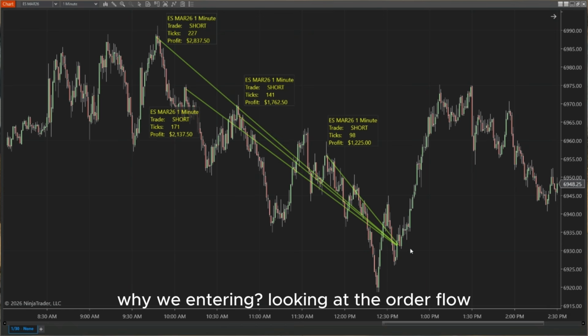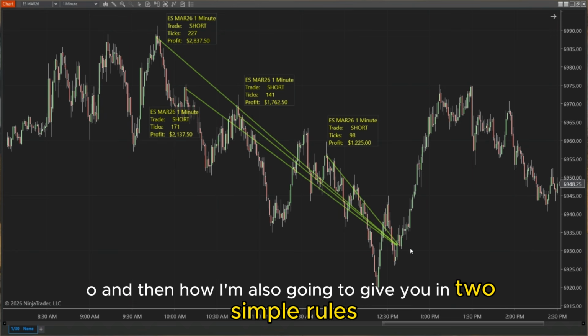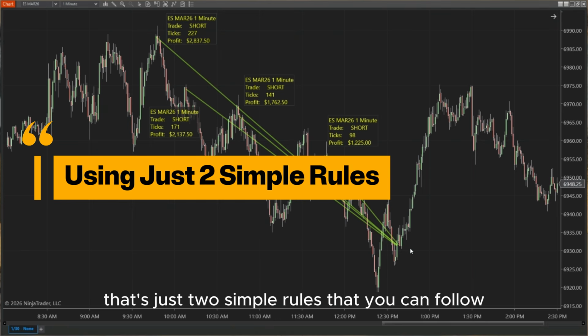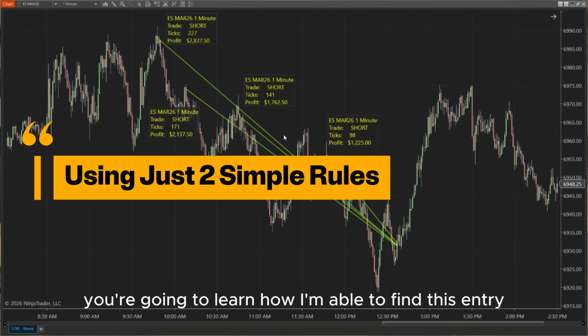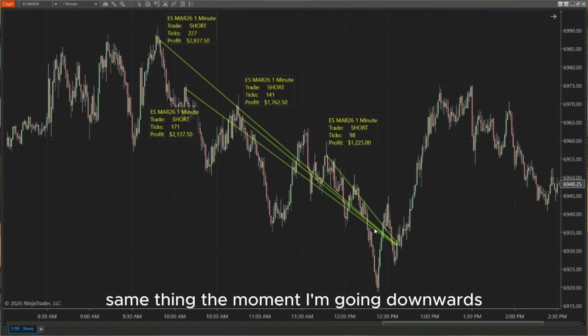Looking at the order flow, I'm going to walk you through what I see, how I find the entries, how I'm going to confirm it, and how I'm also giving you 2 simple rules. Just 2 simple rules that you can follow, and then you can make the same trade entries. In this example, you're going to learn how I'm able to find this entry to make almost a $3,000 trade. Same thing, the momentum is going downwards.